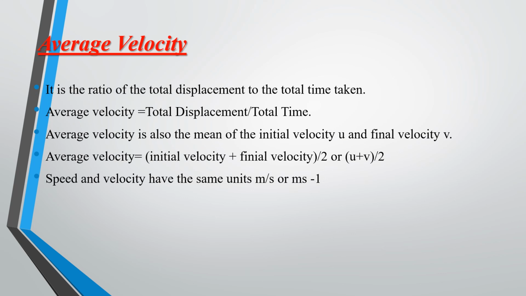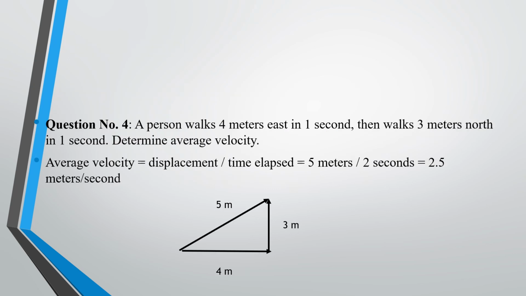So again, average velocity. Average velocity is the ratio of total displacement divided by total time taken. Average velocity is also the mean of the initial velocity u and final velocity v, that is initial velocity plus final velocity divided by 2, or u plus v by 2. Speed and velocity have the same units, meter per second. So now we will discuss numericals related to speed and also velocity.